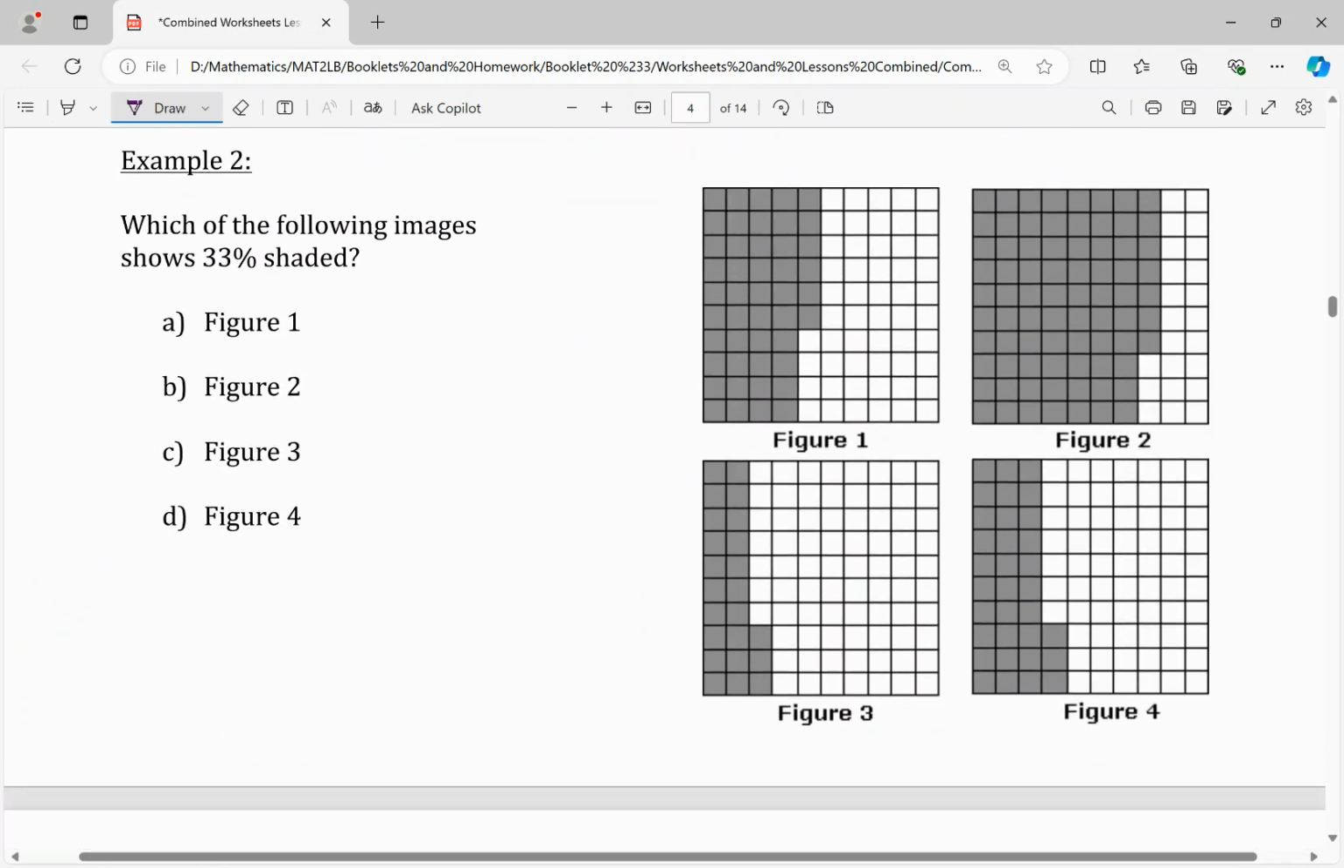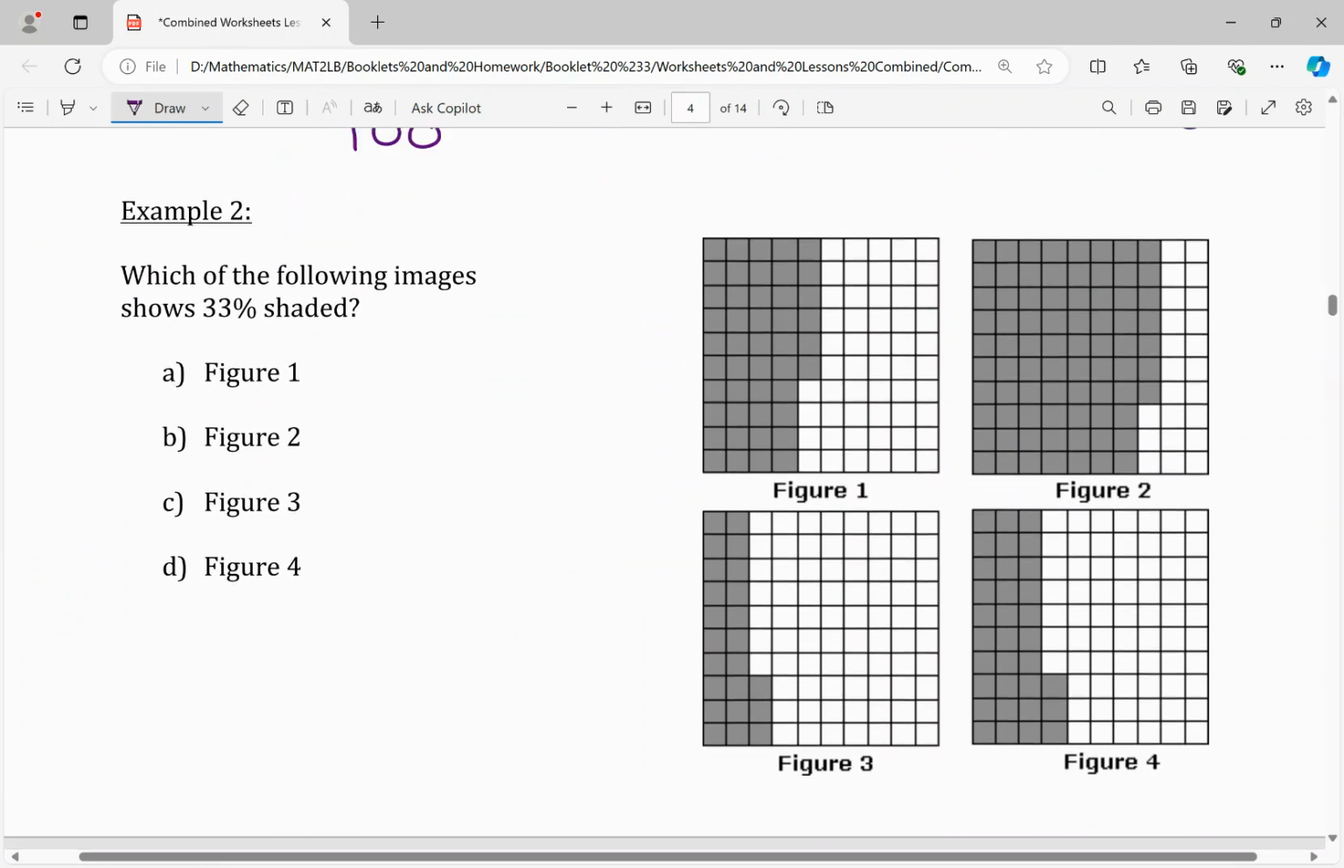Example 2 asks us to find which of the following images shows 33% of the parts shaded. Now we know that each percent is 1 block, so we only need to find the picture that has 33 blocks shaded in.